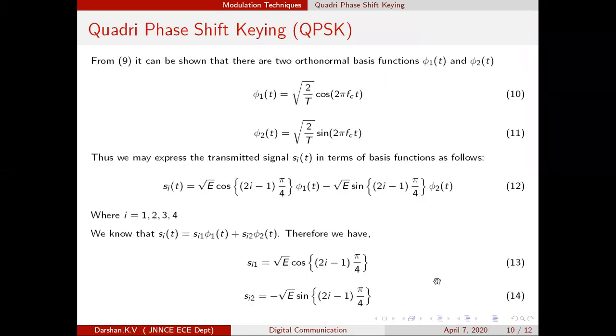So from this equation number 9, using these basis equations, I can have the equation as follows. That is, Si of t is equal to root E into cos of (2i minus 1) pi by 4 times phi 1 of t, minus root E sin of (2i minus 1) pi by 4 times phi 2 of t.